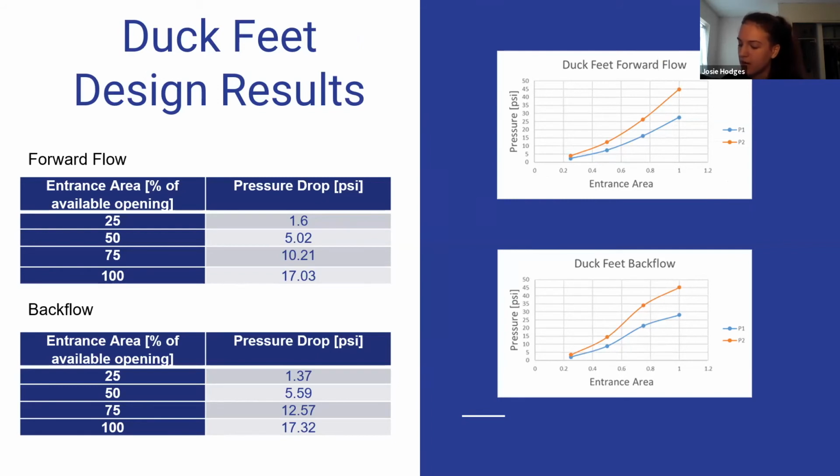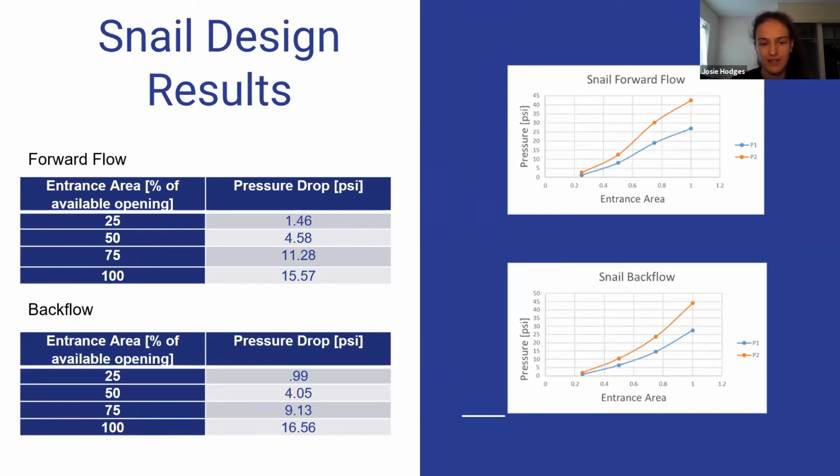And I had the same kind of problem for the Snail design. They all have the higher pressure at the end in the backflow, but not when the pressure is just starting out. At like 25%, 50% opening, the pressure is not what I expected, but as it increases the results look a lot more like what was predicted. So that's the fourth design there.